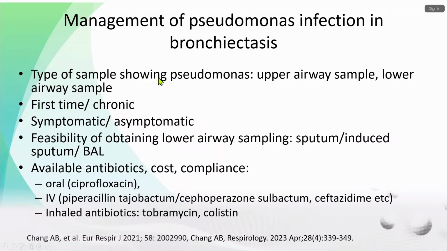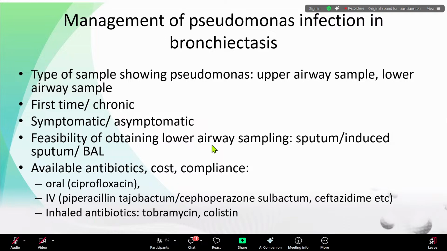The factors which determine how to manage Pseudomonas are from where you have collected it, whether it was an upper airway sample or lower airway sample, whether it is the first time or it is going on repeatedly, symptomatic or asymptomatic, and whether there is feasibility of obtaining lower airway samples like sputum, induced sputum, and bronchoalveolar lavage. Other important determinants are available antibiotic, cost, and compliance.